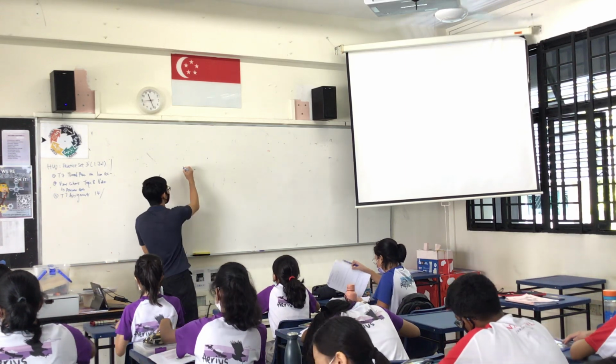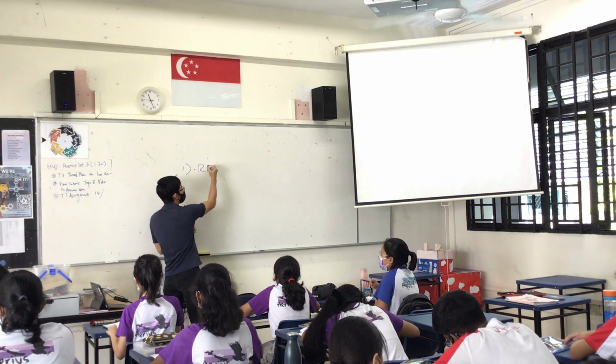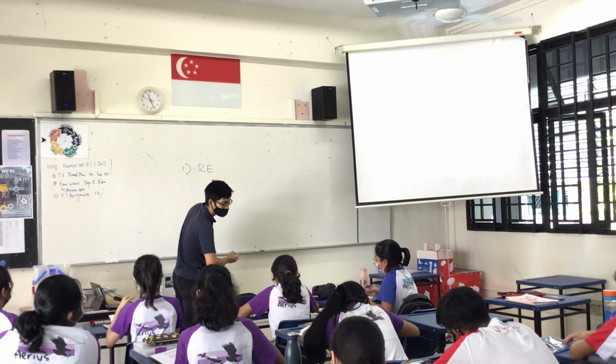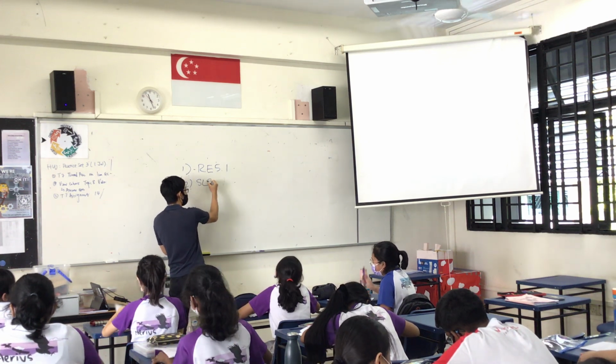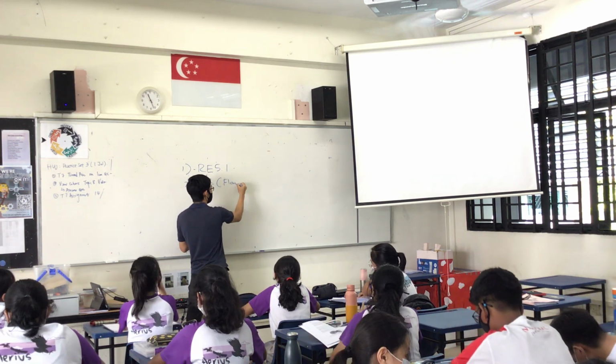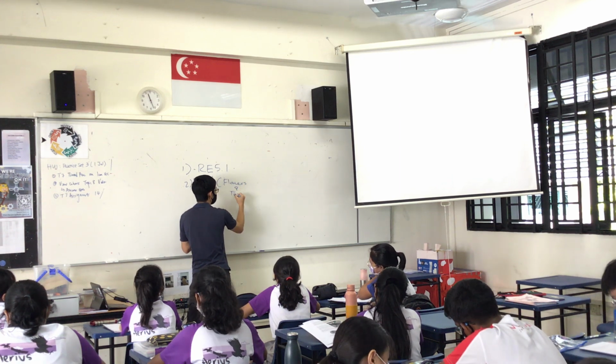Things. Number one, RE. This is RE for RE1, 5.1. Then there's an SLS. This SLS is on flowers and pollination.